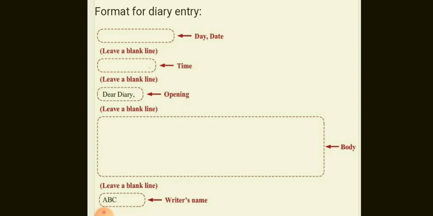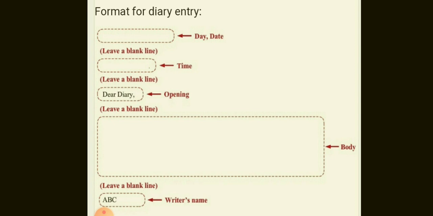After the time, we'll again leave a line space and give the salutation. So here we'll start with dear diary, because we are actually addressing the diary. So you'll write dear diary. Then again after dear diary, after the salutation, we'll leave a line and we'll write the body. The body of the letter contains the important events. So important events will be having the beginning, like how your day began, what did you do.